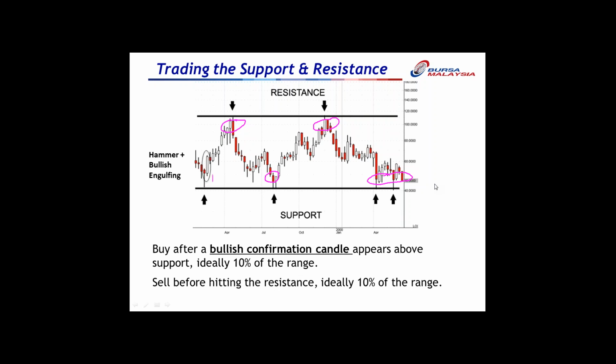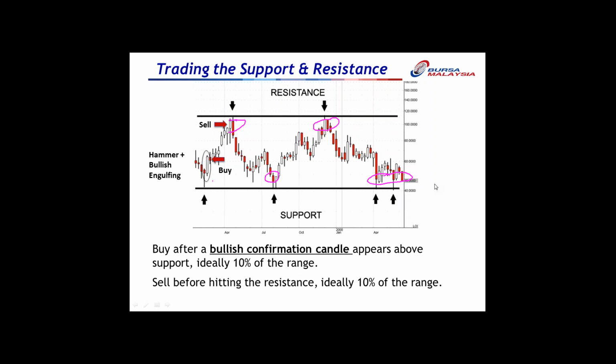Now we usually only buy when a confirmation candle appears. Now when the price touches the support but is hovering around the support, usually I don't make any trading decisions. I will wait until another candle, a strong signal, tells me that the bull is coming back, then I will go in and establish my long positions. Now in the first example, you see that there's a bullish confirmation pattern that appears above support and it's 10% of the range. So I make a buy decision here. I buy and I usually sell before it hits the resistance. In this case, I sell here.